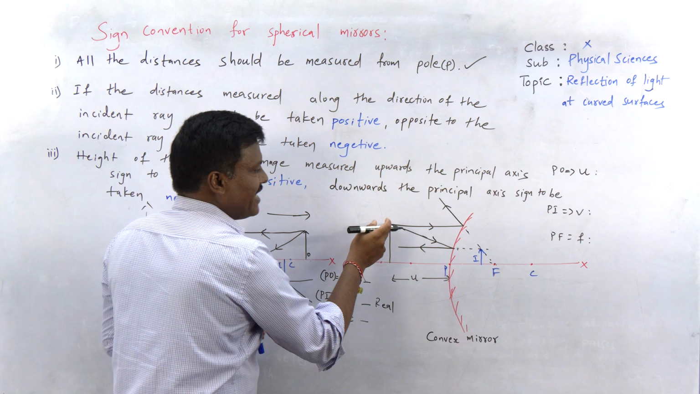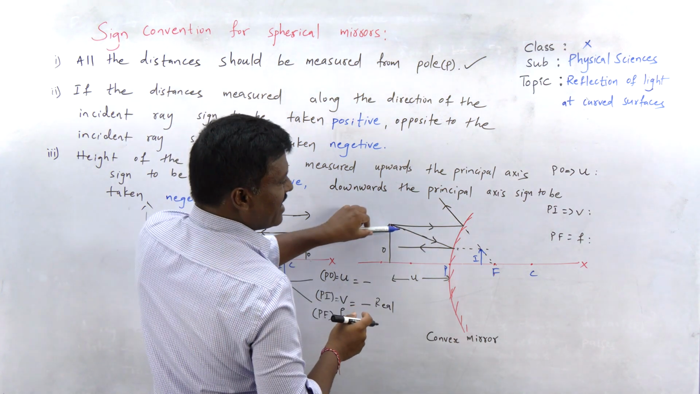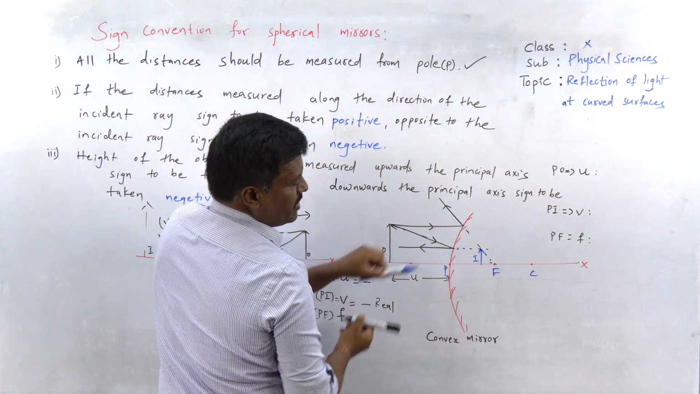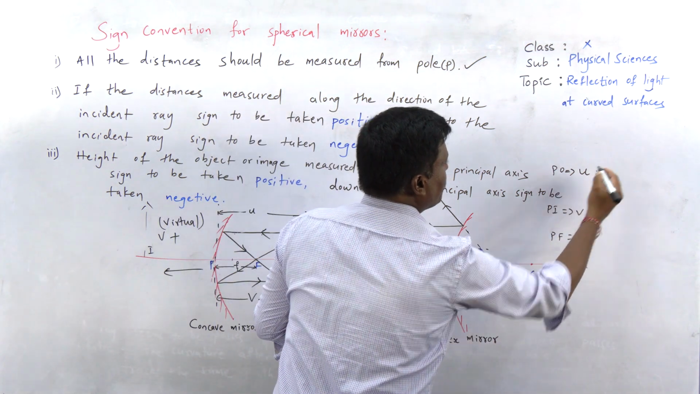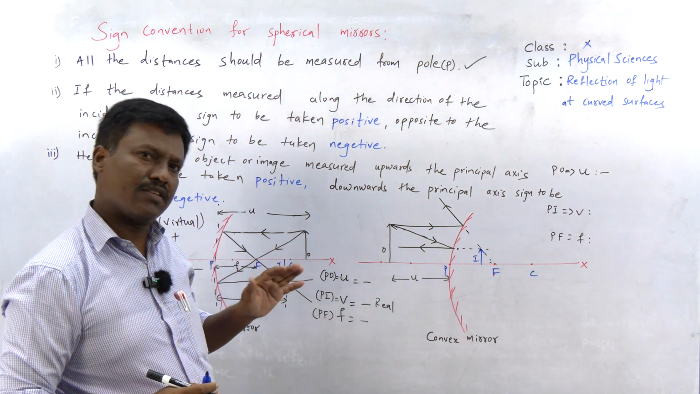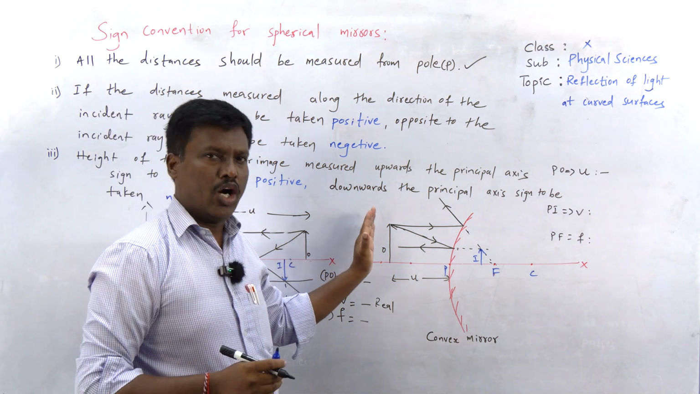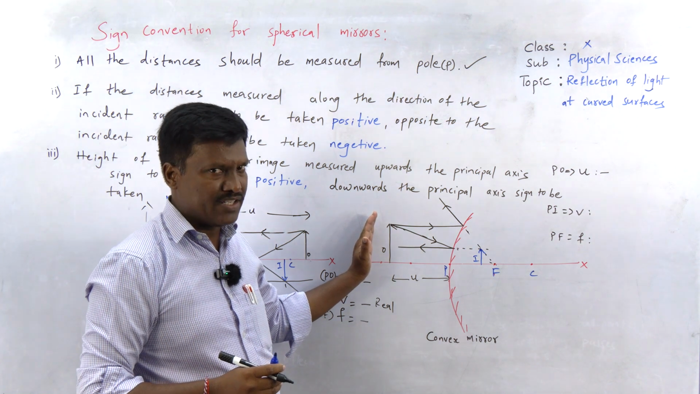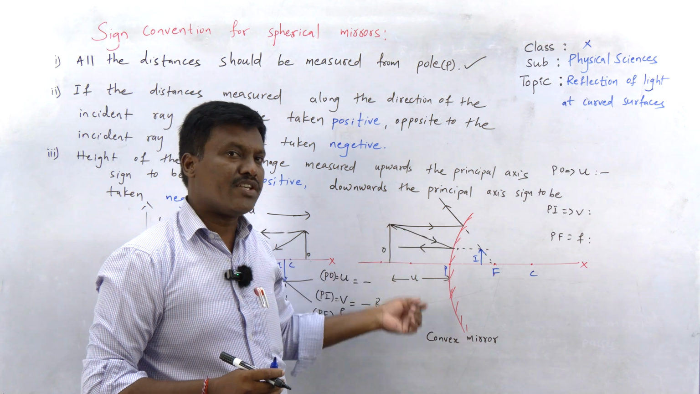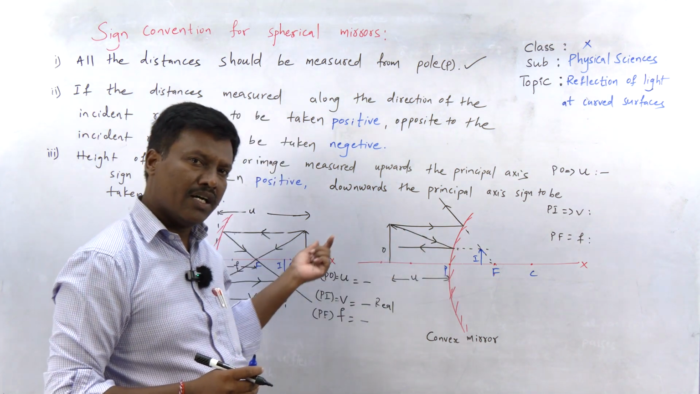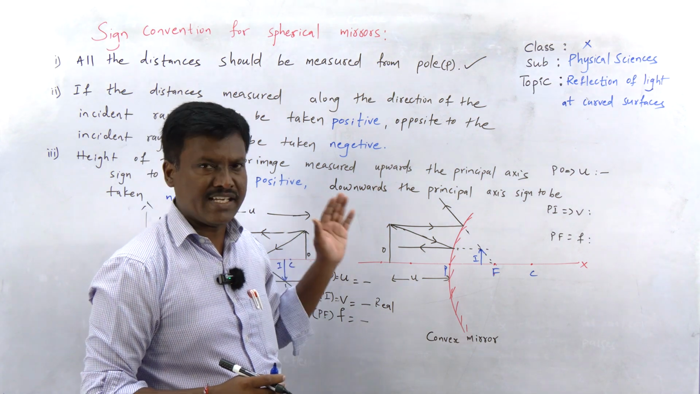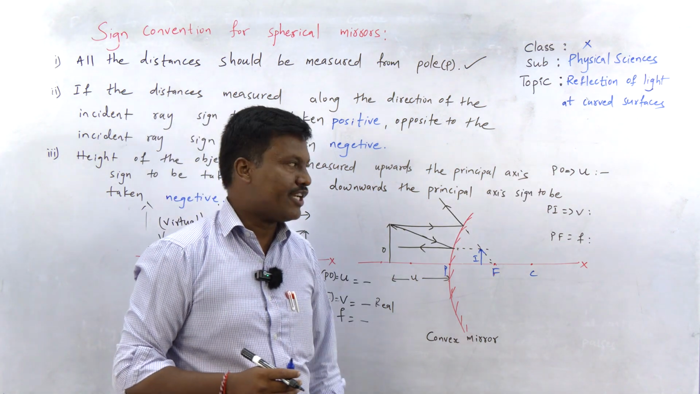But my direction is opposite to the incident ray. This is the incident ray direction, but I am moving this way, right? It is opposite. Then the sign is to be taken negative. U is always negative, whether it is a mirror or a lens, because when the object is placed before the mirror or lens, rays are coming towards the lens and mirror, but we are measuring from the mirror to the object. Our direction is always opposite to the incident ray in this case. That is why the sign is to be taken negative.